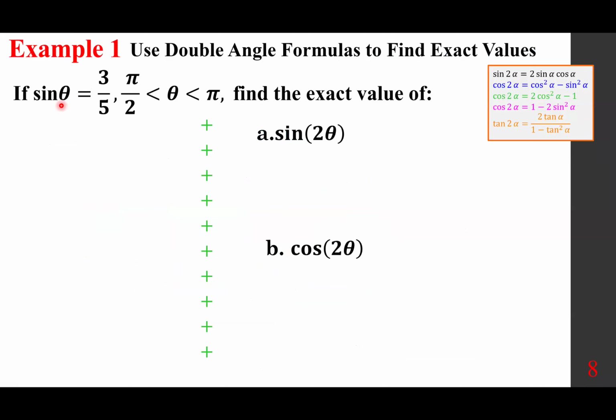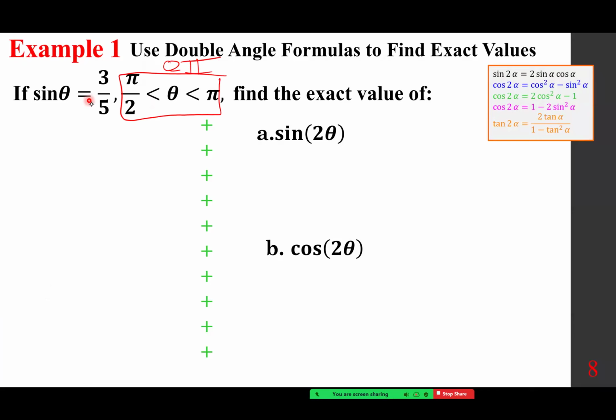If sine theta is 3 over 5 and theta is between pi over 2 and pi, find the exact value of sine 2 theta, cosine 2 theta. By the way, pi over 2 to pi means quadrant 2, just for the sake of argument.